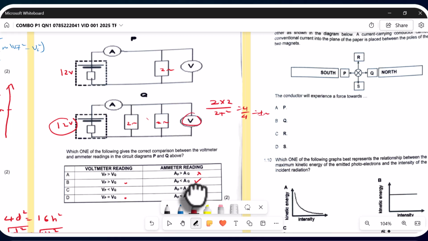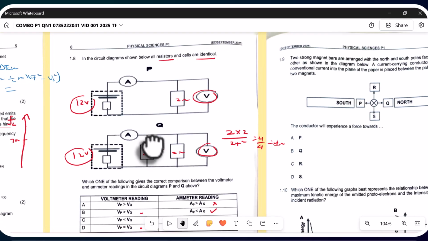Let's continue. Our next question, they said that two strong magnet bars are arranged with the north and the south poles facing each other, as shown in the diagram below. A current carrying conductor carrying conventional current into the plane of the paper is placed between the poles of the two magnets. They say the conductor will experience a force towards.